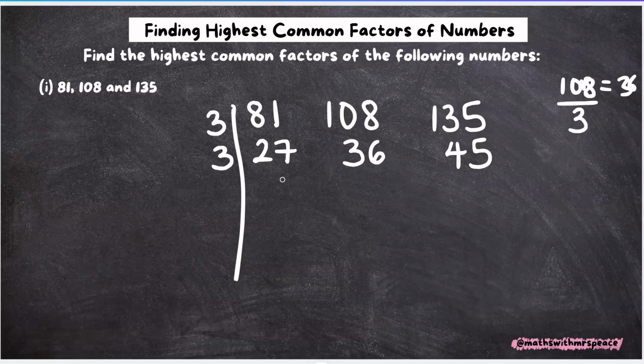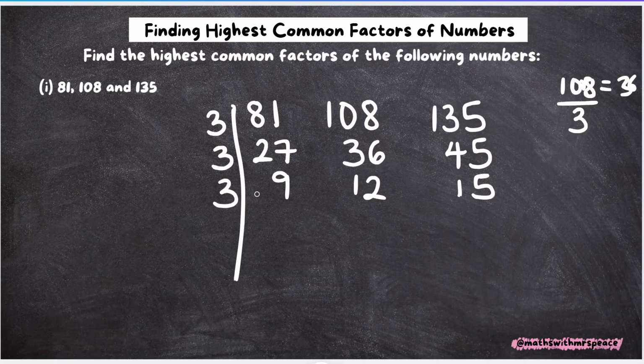27 divided by 3 will give you 9. 36 divided by 3 will give you 12. And 45 divided by 3 will be 15. We look at 9, 12, and 15, and the next factor is going to be 3.